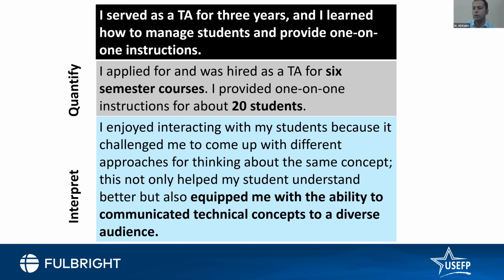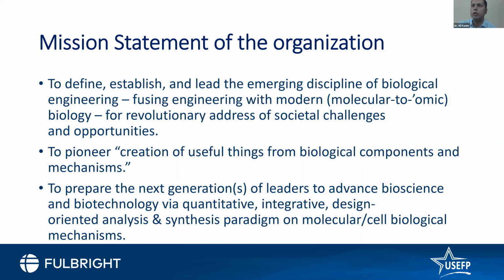So we started off with what you need to convey, and then conveying it by giving an example which would help the reader to make the connection. Now, this is a mission statement of an organization, of a university. So if you read it, it is to define, establish, and lead emerging disciplines of biological engineering, fusing engineering with modern biology for revolutionary address of societal challenges and opportunities. To pioneer creation of useful things from biological components, to prepare the next generation of leaders to advance bioscience, biotechnology. So this is a mission statement of an organization.